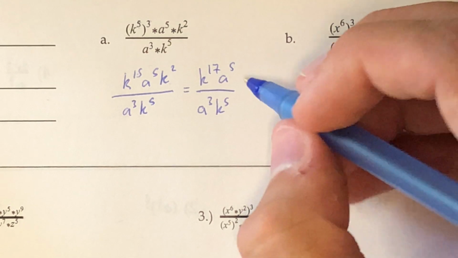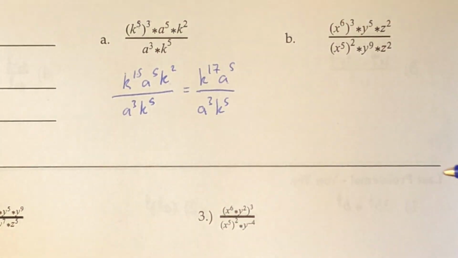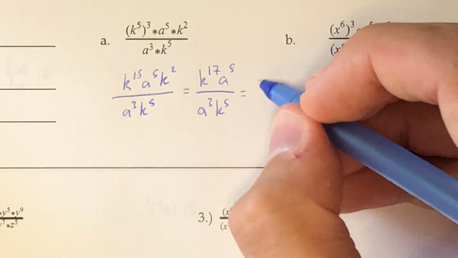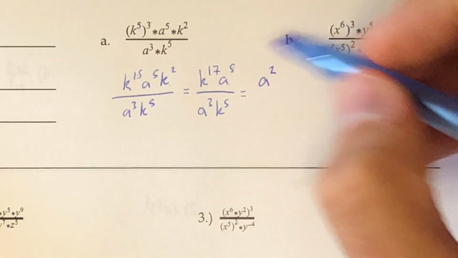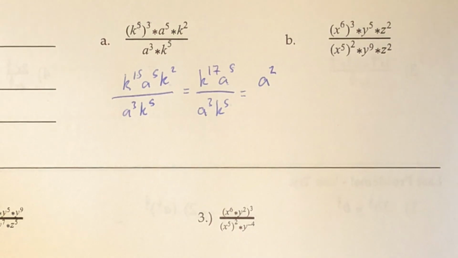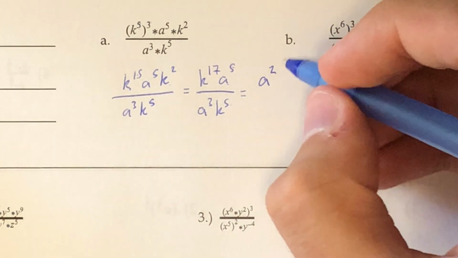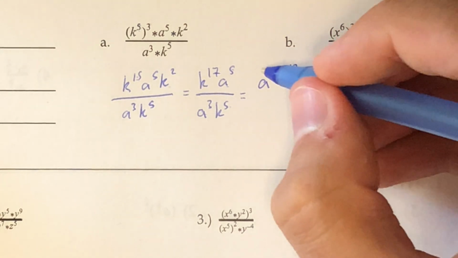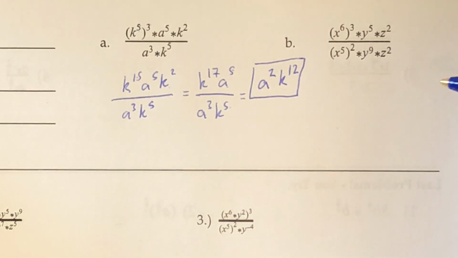So let's just start with the a's. So we have 5 a's up top, 3 down below. So we can subtract those. 5 minus 3 is 2. So we've got a squared up top. Then we've got 17 k's up top, 5 down below. 17 minus 5 is 12. So we have k to the 12th. And that would be our solution.